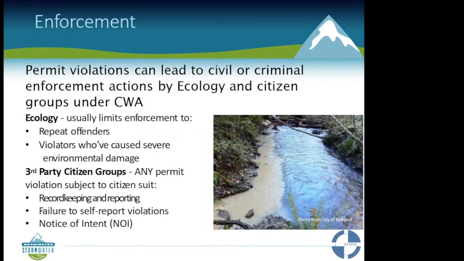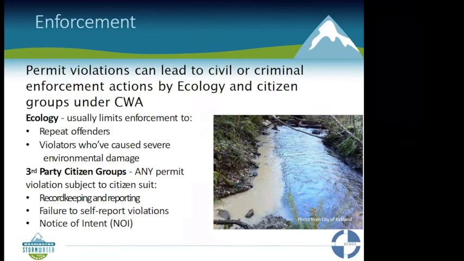No worries. There's two types of notices of intent. So the notice of intent that's talked about here is the notice that you get from the third-party citizen group telling you that they will be suing you within 60 days if you don't take certain actions. So that is very different from your notice of intent where you actually apply for the permit. Does that make sense?